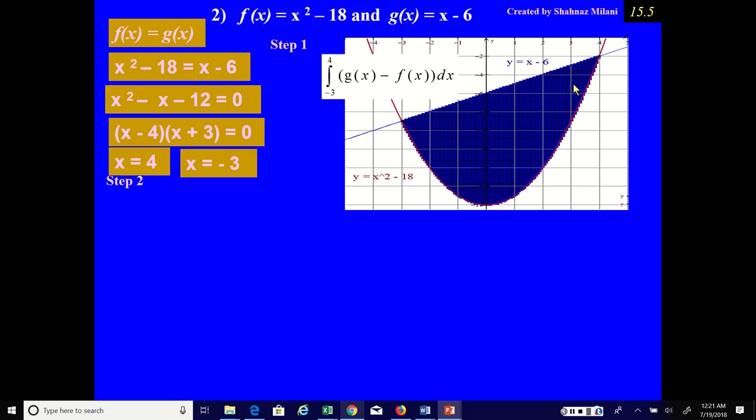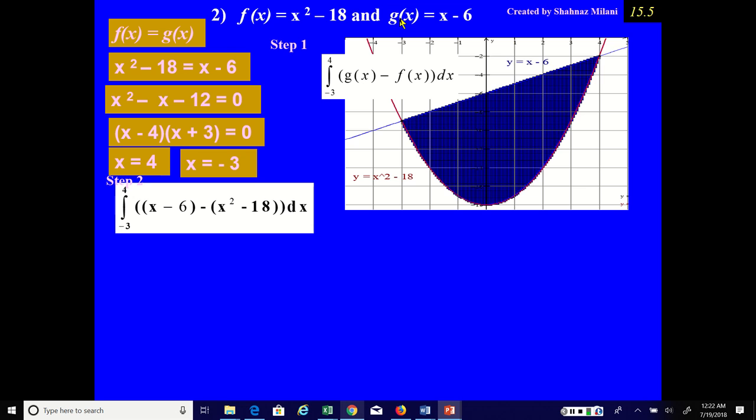Now, if I replace x with 0 in f of x, my y is going to be minus 18. If I replace x with 0 in g of x, then my y is going to be minus 6. Between minus 6 and minus 18, minus 18 is a lower number. That means my higher equation is g of x. That's the reason right here. I'm going to indicate it, g of x minus f of x.